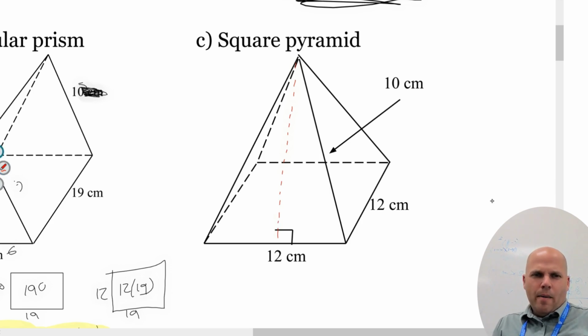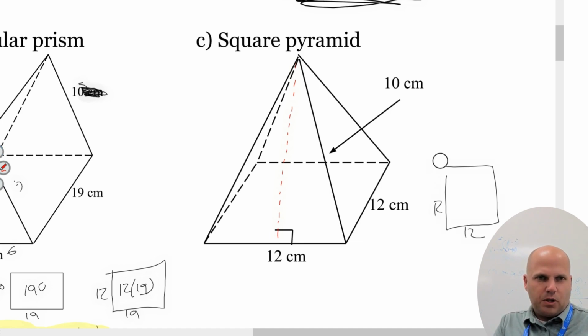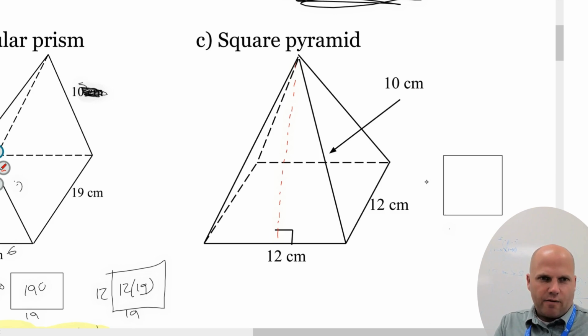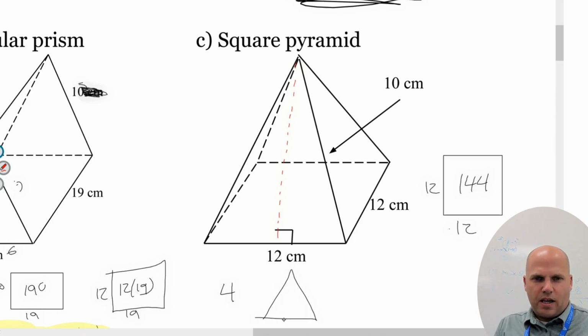All right, we got a square pyramid. So we got a square on the bottom, which is a 12 by 12, taking the pieces apart and putting them flat. This is one of the first things that I remembered in elementary school, that 12 times 12 is 144. Okay, now I got four of these triangles, and these triangles have a base of 12, but it looks like the diagonal is 10.